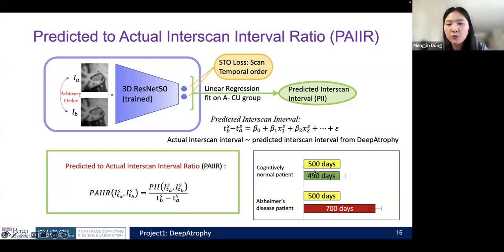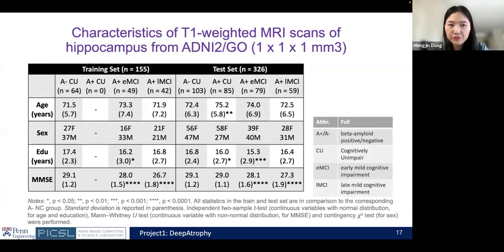And just to mimic this plot, the pair for the cognitively normal patient will be 0.98, which is close to 1. And for an AD patient, it'll be 1.4, which is slightly greater than 1.